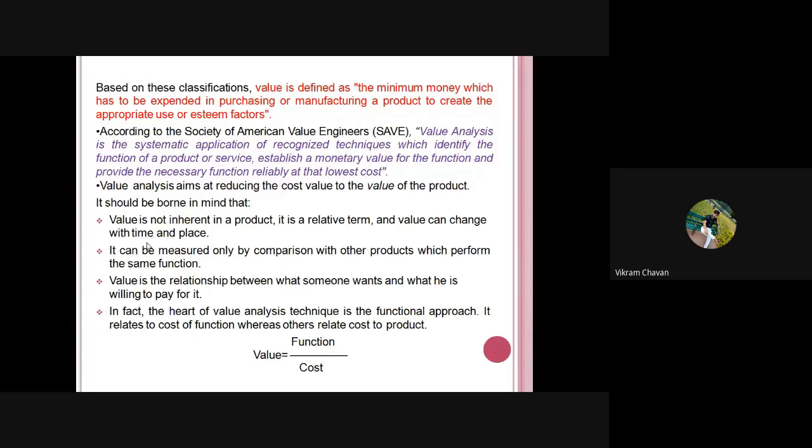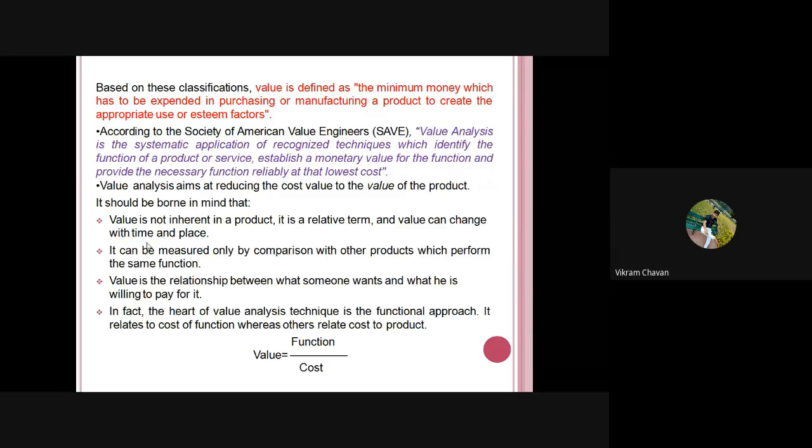There are different kinds of cost reduction analysis available for learning purposes, but value analysis always deals with the functionality of the product. It tries to provide the maximum functionality to the customer with minimum price. And it is always based on time, so value is a function of time and place.